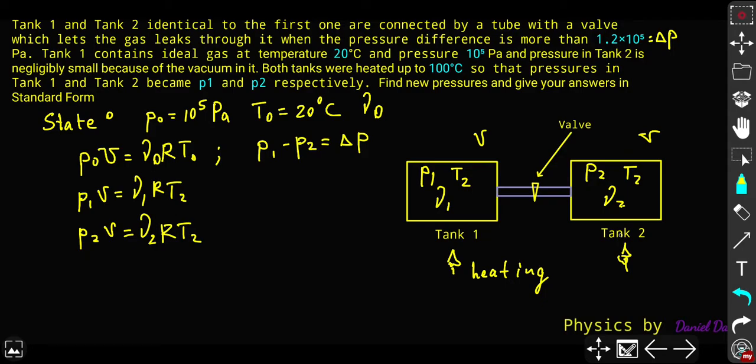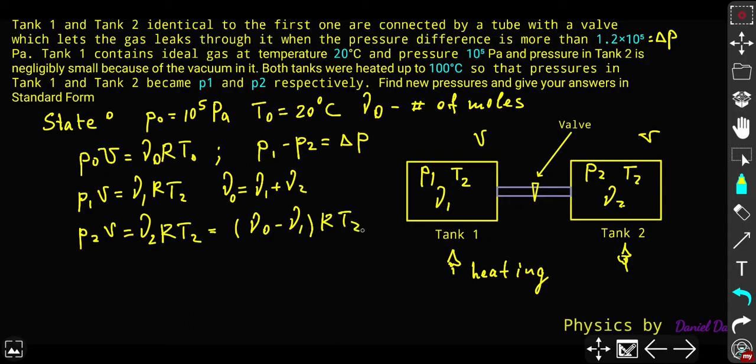All right, so what we're going to do, we can simply express P2. We just continue writing and say, okay, the whole portion of gas in tank 1 and tank 2 together, when you add it up, will give you the initial quantity. So the number of moles that you have originally, new 0, means new 1 plus new 2. So that means we can express new 2 from here and write it as new 0 minus new 1 times RT2. Okay, that's what we'll have right now.